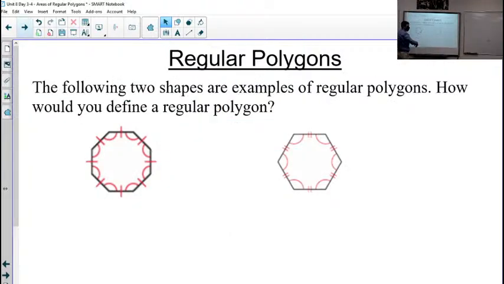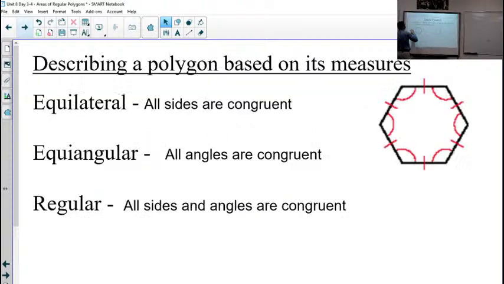Regular polygons. Here are some examples of regular polygons. A regular polygon is both equilateral and equiangular. Equilateral means all the sides are the same. Equiangular means all the angles are the same. So a regular polygon is when we have both. All the sides are the same and all the angles are the same.